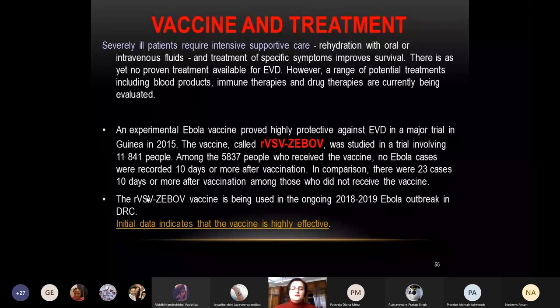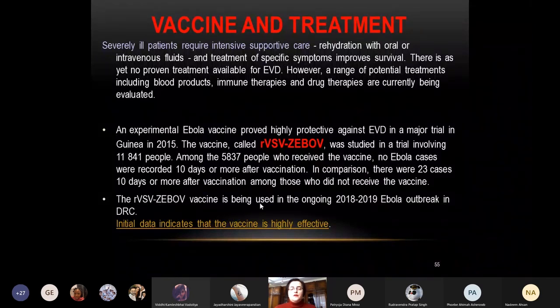It's vesicular stomatitis virus, Zaire Ebola virus vaccine, rVSV-ZEBOV, which is being used in the ongoing 2018-19 Ebola outbreak in Democratic Republic of Congo. Initial data, you see, indicate that the vaccine is highly effective.